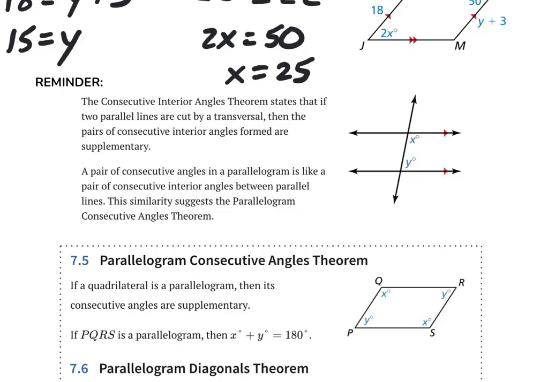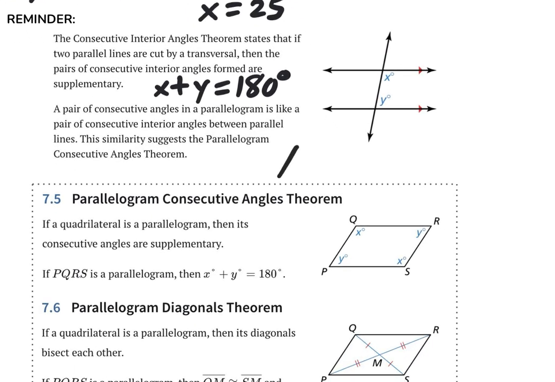And what we said was, if these two lines are parallel, x and y would be supplementary. So we know that x plus y would equal 180. And so we're going to see that a lot today because when we have a parallelogram, we're going to have consecutive interior angles a lot. It could be these two angles here, it could be these two angles here. Both of those are consecutive interior angles. So we have a couple of different pairs of consecutive interior angles.